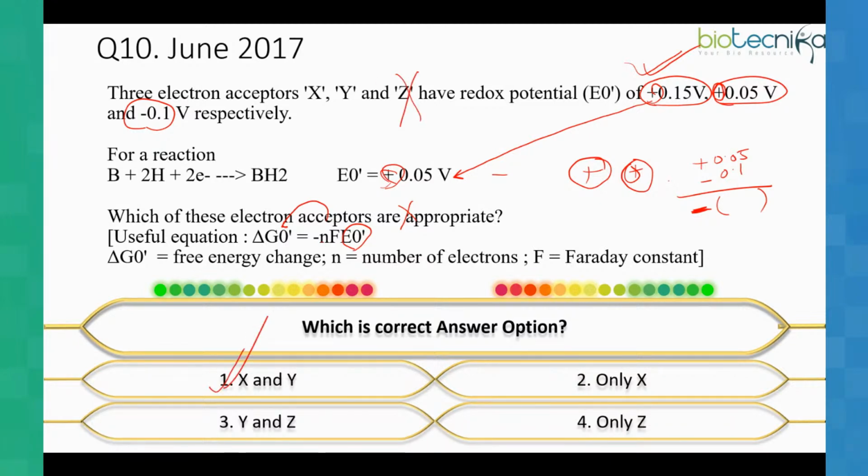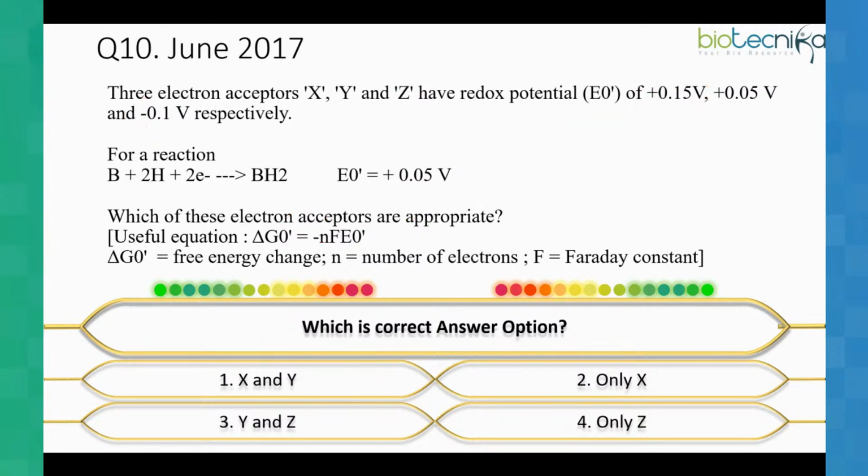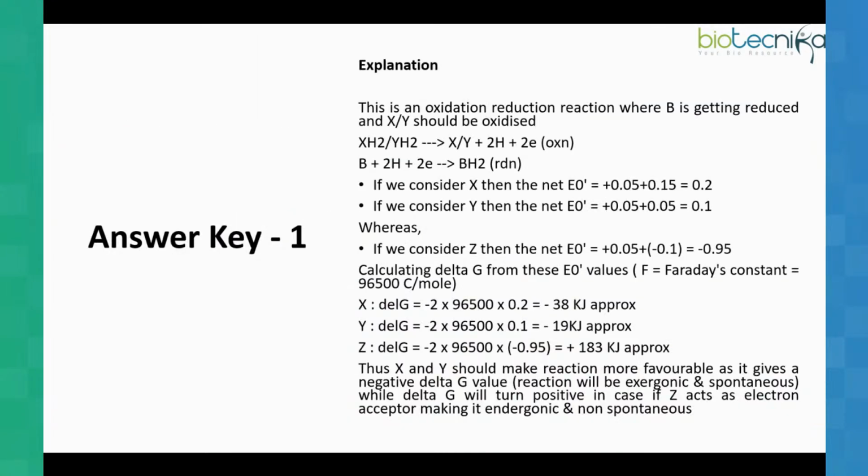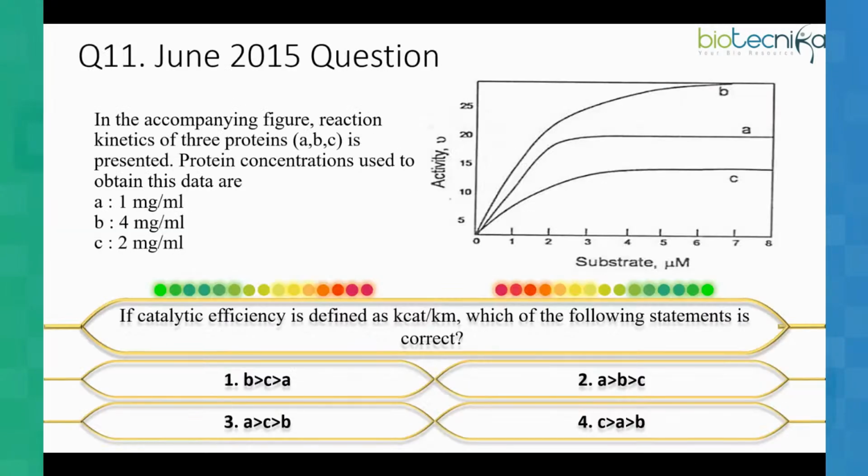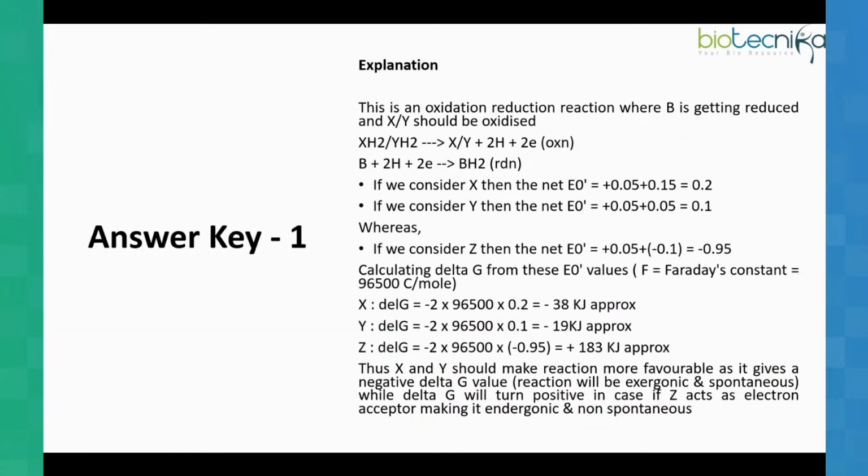Yeah, Sakina, your answer is right. Very good. Satyam also correct. Very good. Explanations you can calculate also. Taking this, you can calculate as well. See, they have calculated for X and Y. You have got negative delta G, and for Z you have got positive delta G.